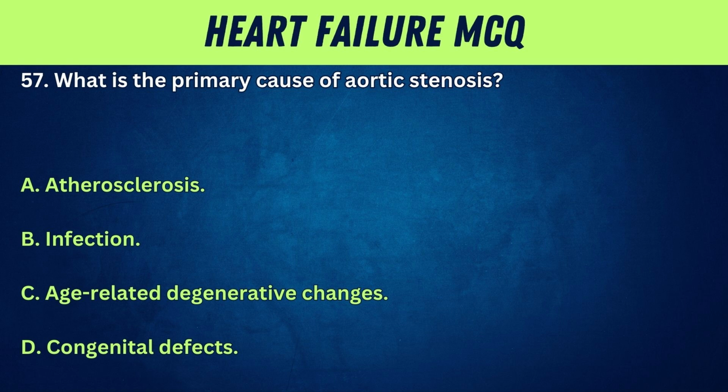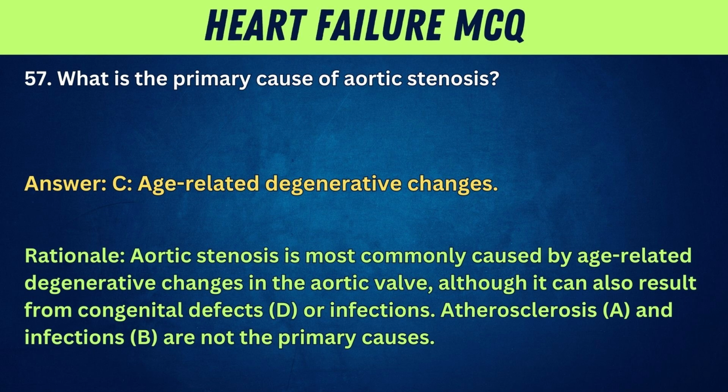57. What is the primary cause of aortic stenosis? A. Atherosclerosis. B. Infection. C. Age-related degenerative changes. D. Congenital defects. Answer: C. Age-related degenerative changes. Rationale: aortic stenosis is most commonly caused by age-related degenerative changes in the aortic valve, although it can also result from congenital defects, D, or infections. Atherosclerosis, A, and infections, B, are not the primary causes.